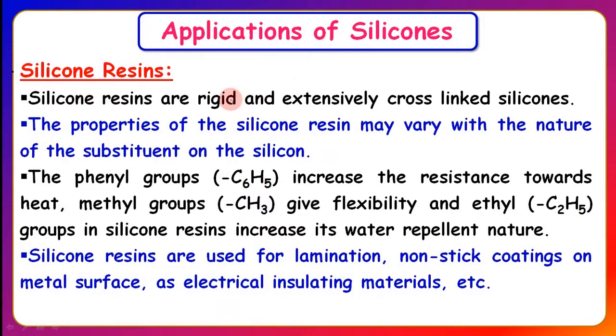Silicone resins are rigid and extensively cross-linked silicones. The properties of the silicone resins depend on the nature of the substituent on the silicone. The phenyl groups on silicone increase the resistance towards heat. The methyl groups on the silicone give more flexibility. The ethyl groups in silicone resins increase its water repellent nature. Silicone resins are used for lamination, non-stick coating on metal surfaces as well as electrical insulating materials.